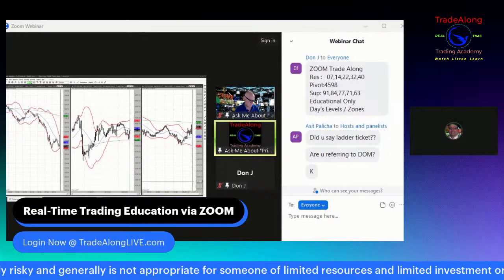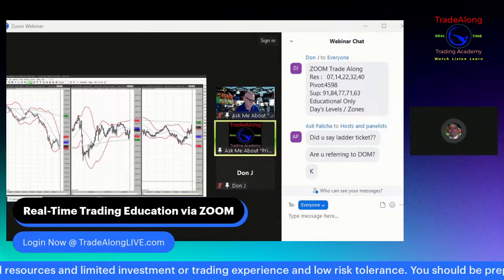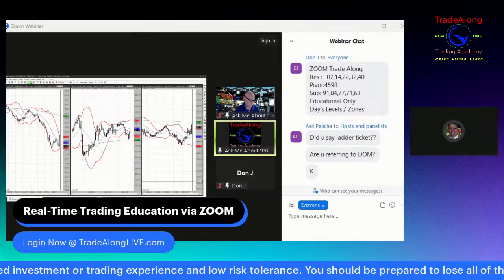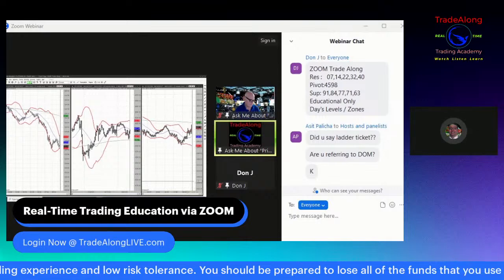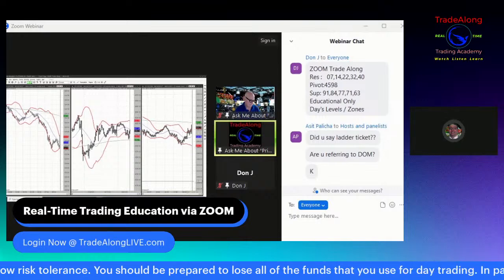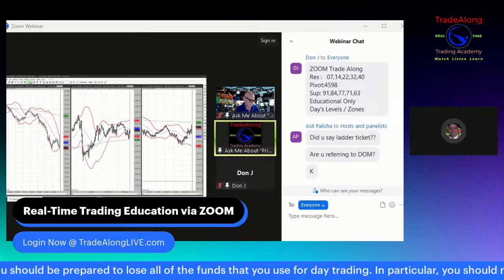All right, we are just hanging here. They drifted down to around the 3 area, popped back up into the 9 area, and we'll see where it wants to go from here.